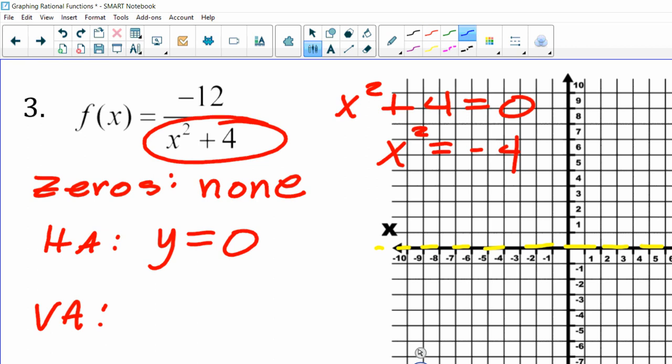That's right. Aha. But that's not right. That's imaginary. We can't graph an imaginary number.